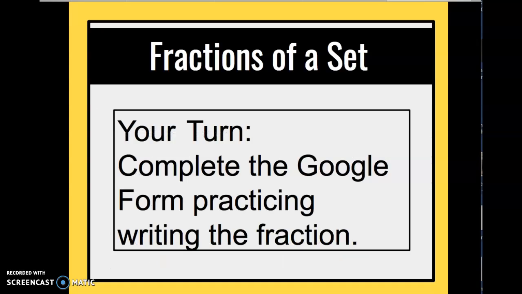Now it's your turn. You will complete the Google form practicing writing the fraction for each set that is shown. So the next link after this video is the practice for it.